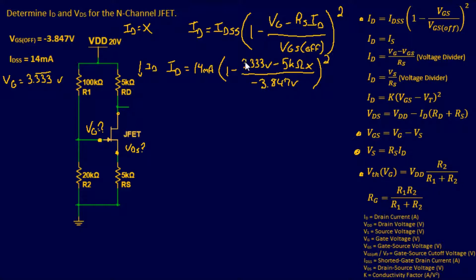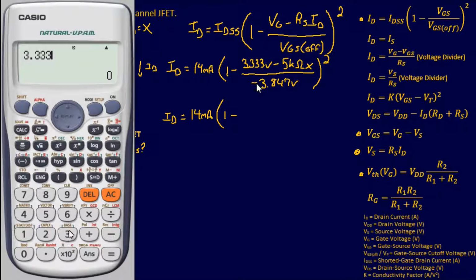Now, I'm going to see if I can simplify this down one more time. So I'm going to bring this down. ID equals 14 milliamps, 1 minus, and I'm going to actually divide 3.33 by this negative 3.847 and do the same thing, 5K divided by 3.847. So I'm just going to go ahead and fill that in. So it's going to be negative 0.866, and this is going to be plus, I'm going to go ahead and round for this one, I'm going to say it's 1.3K, and that one's going to be times X.